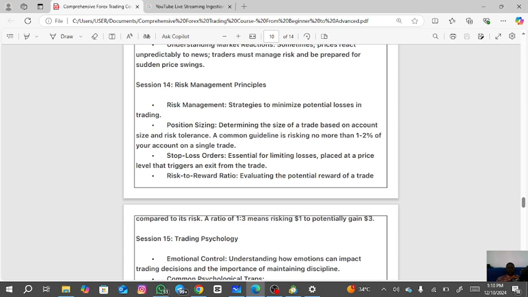Stop loss order is essential for limiting losses, placed at a price level that triggers an exit for the trade. Stop loss is used, for instance, when you're in a trade, you set your stop loss at a particular area where, if price goes against you and reaches that area, you know your setup is invalidated and the trade should exit automatically.